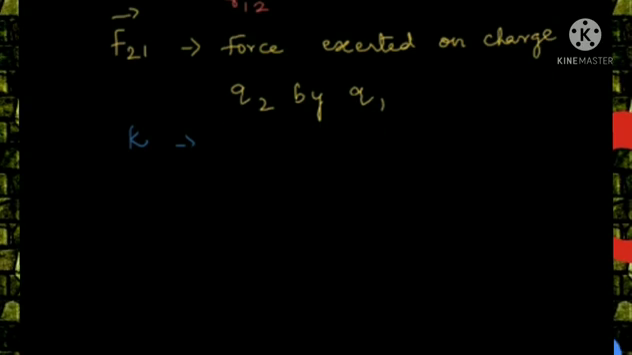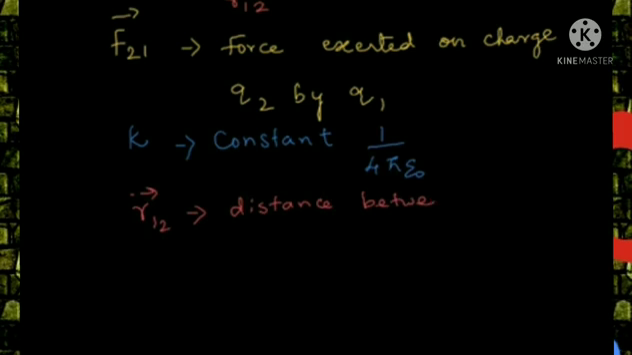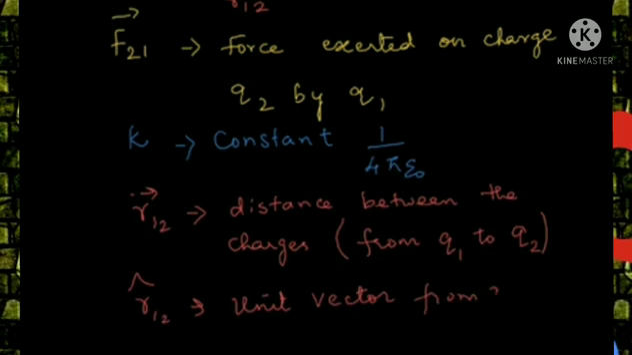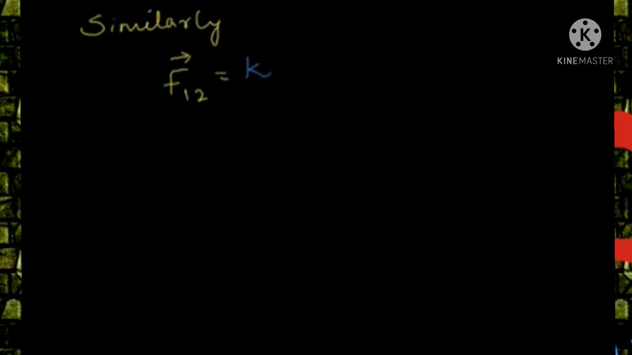And K is a constant here, and its value is 1 / 4 pi epsilon naught. R12 is the distance between the charges, that is from Q1 to Q2. So R12 cap is a unit vector from Q1 to Q2.